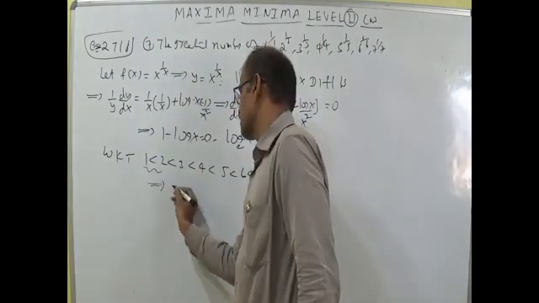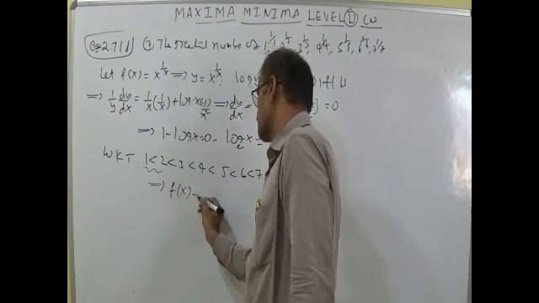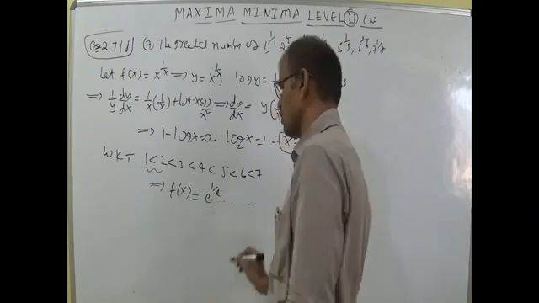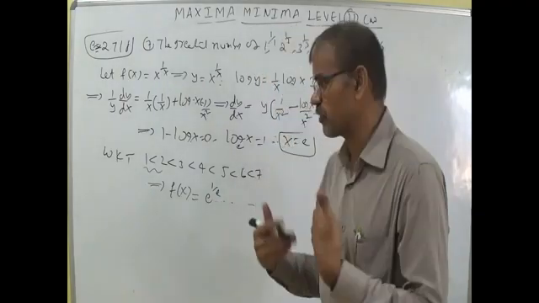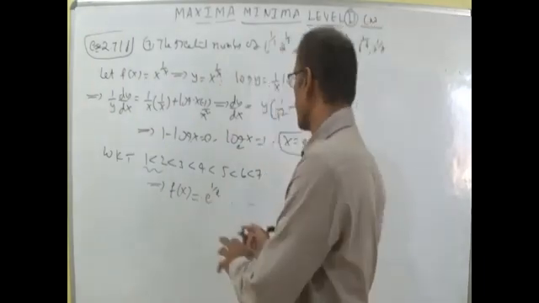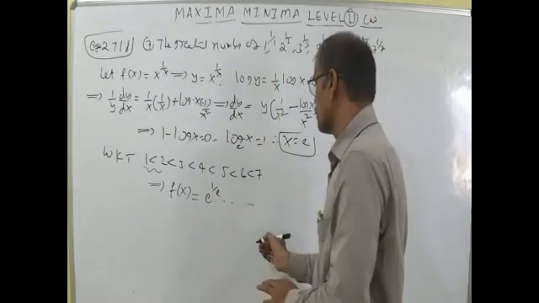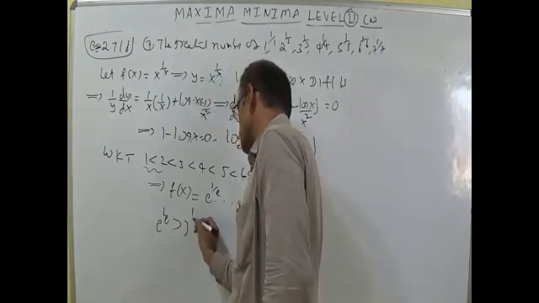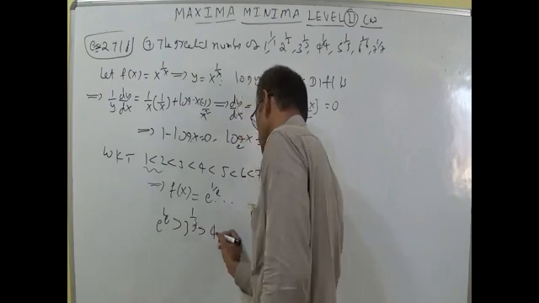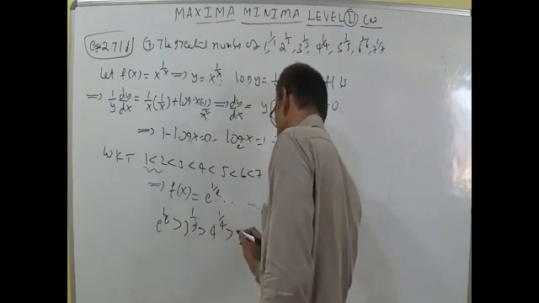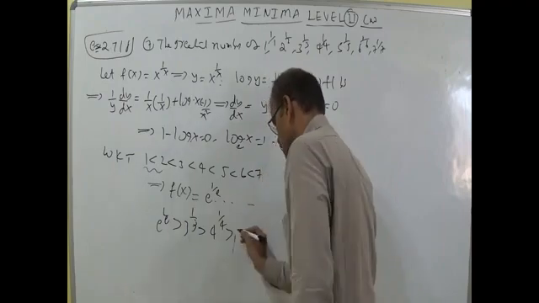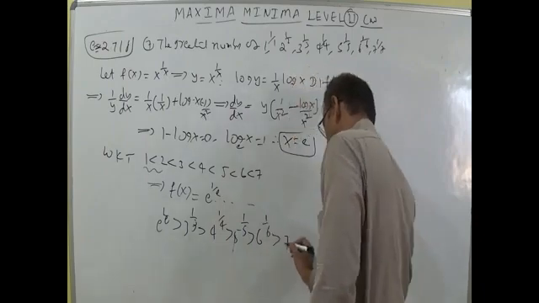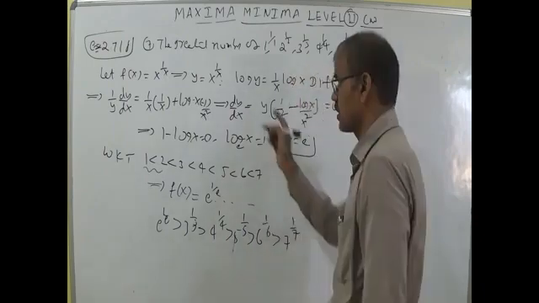So let f of x be in the manner of e power 1 by e, next 3 power 1 by 3, next 4 power 1 by 4, 5 power 1 by 5 like that. According to the power raising concept, we know that e power 1 by e is greater than 3 power 1 by 3, greater than 4 power 1 by 4, greater than 5 power 1 by 5, greater than 6 power 1 by 6, greater than 7 power 1 by 7. Forget about the values 1 and 2.